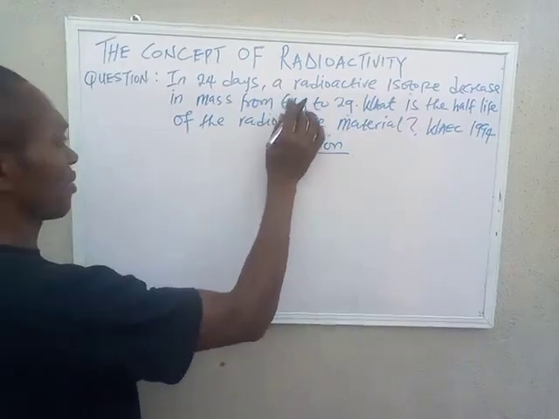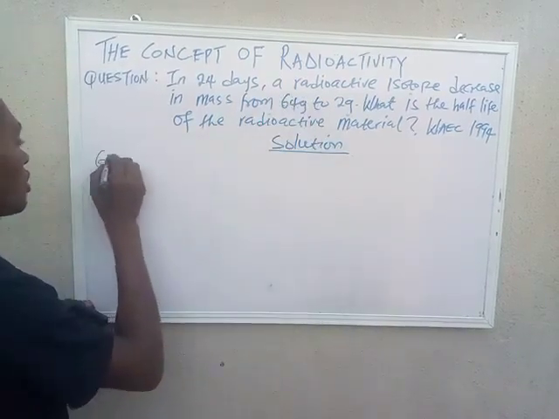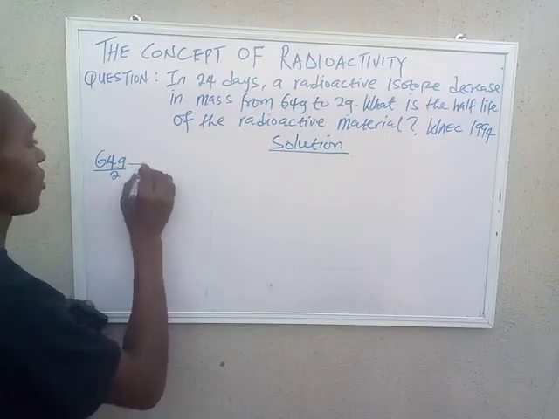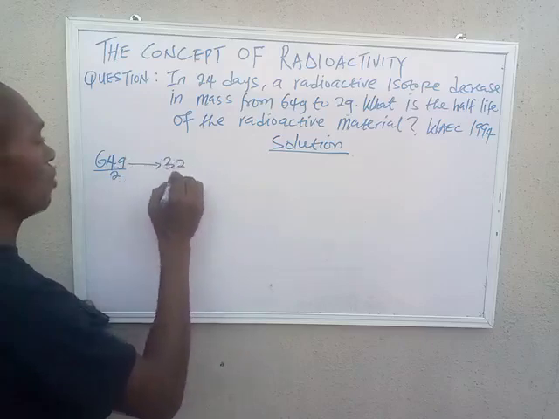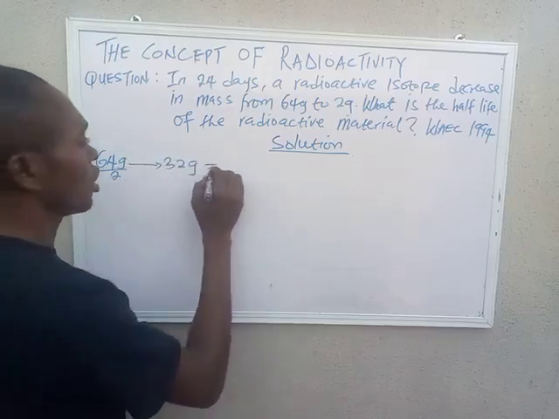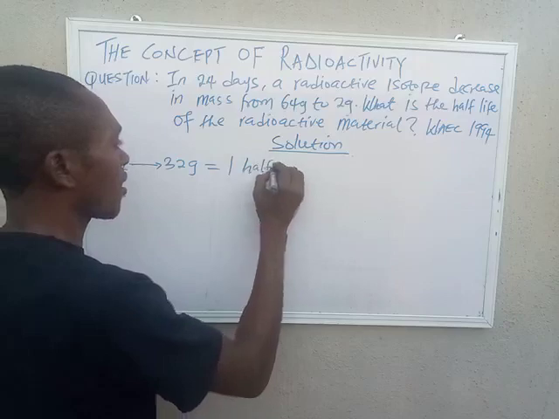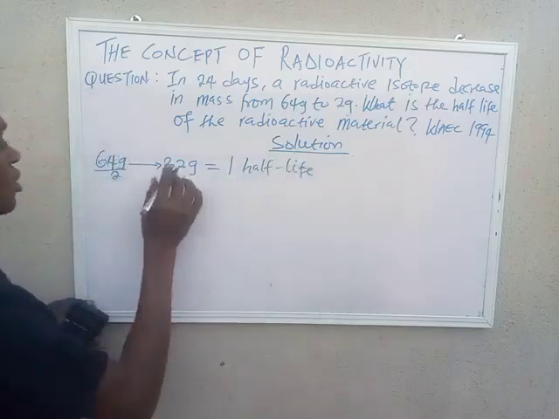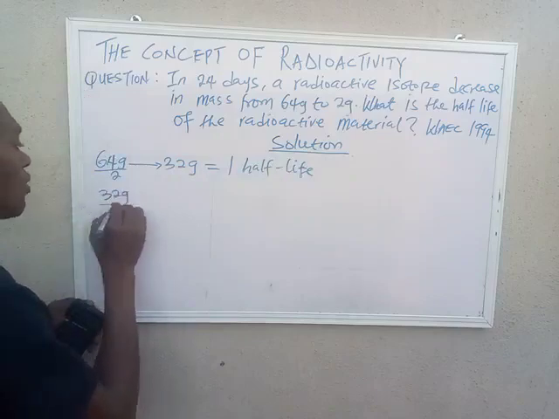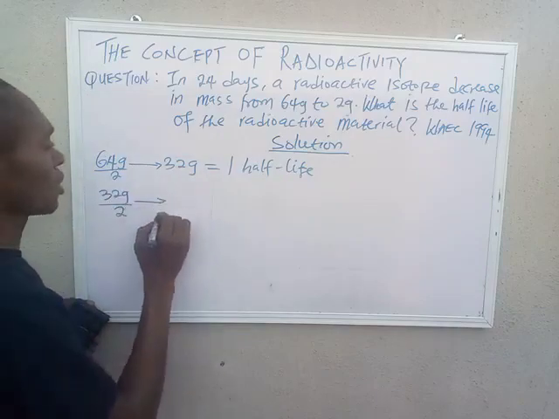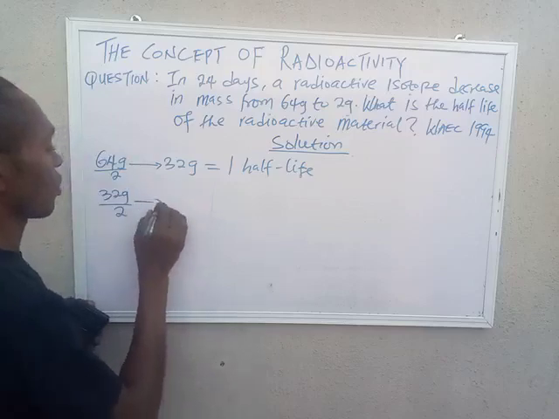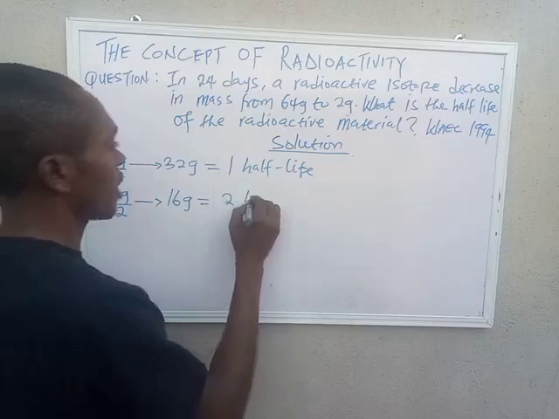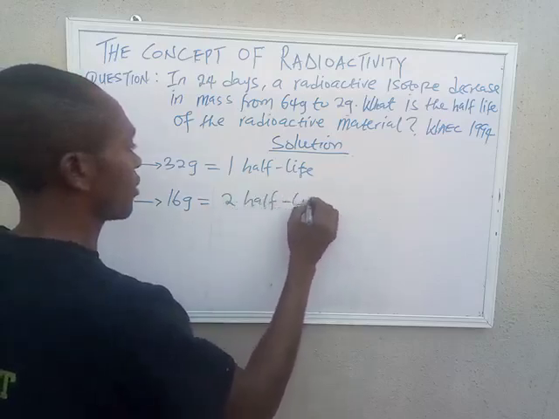Now, this is what I mean. We're going to have the first one. We will say 64 grams divided by 2 will give us 32 grams, which is equal to 1 half-life. The next one is 32 grams divided by 2. This will give us 16 grams, which is the second half-life, our number 2 half-life.